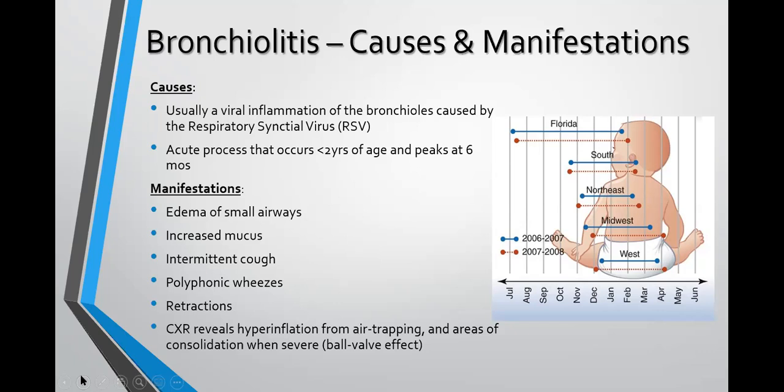Bronchiolitis is usually a viral inflammation of the bronchioles caused by the RSV virus, right? Acute process that occurs less than 2 years of age, peaks at 6 months. Manifestations: increased mucus, cough, wheezes, edema of the small airways. The baby may have retractions. That means his stomach is sucking in when he's breathing because he's using his accessory muscles.